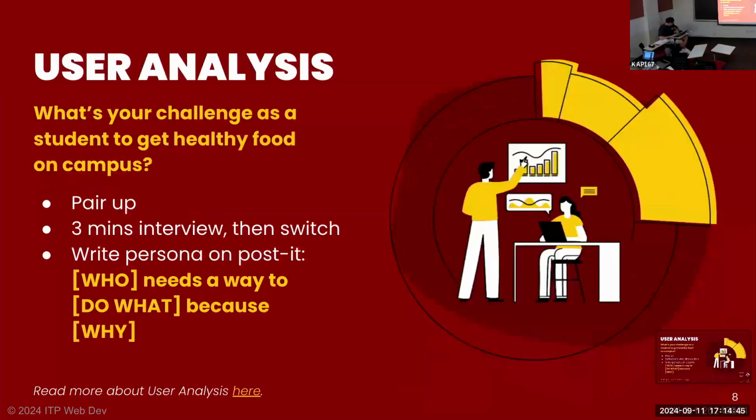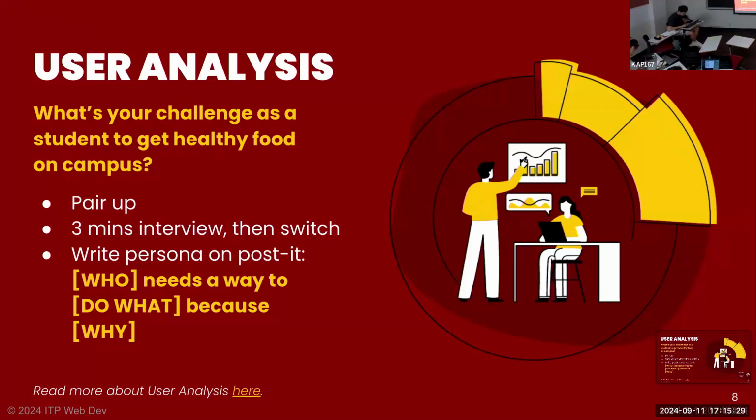All right, so let's do the first part, user analysis. How many people do we have here? You can either group up or pair up. I trust you guys will figure it out. And we're going to be doing user analysis. So we're going to interview each other. I gave you guys 8 minutes because you gotta find people. You're going to pair up, group up, I don't mind. Interview each other on the question, what's your challenge as a student to get healthy food on campus? So that's the product that we're going to design today, something that will address this issue.